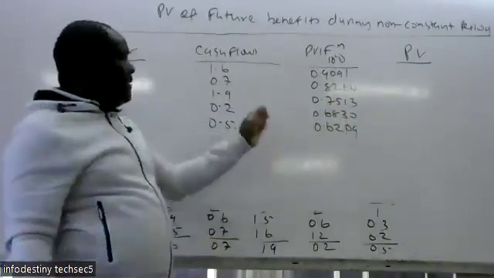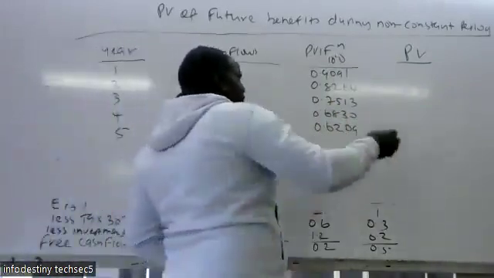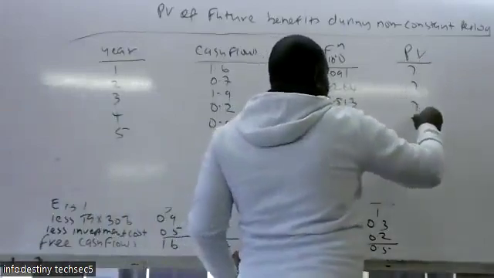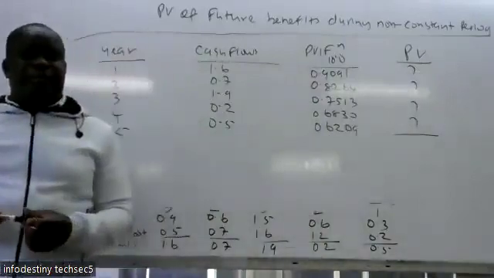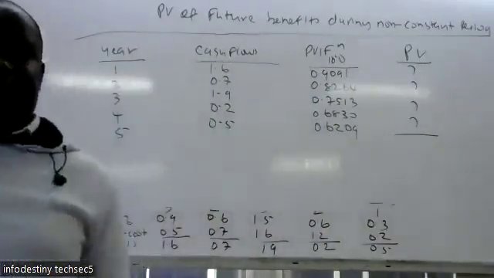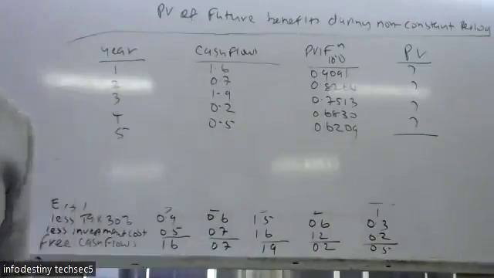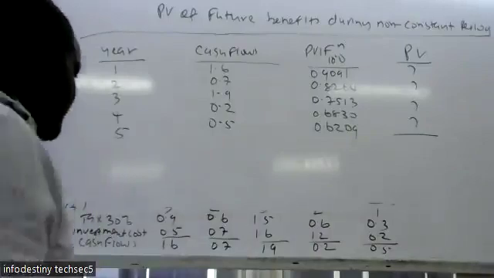Multiply those figures by this amount. Get the present value of the future benefits during the non-constant, because those cash flows are not the same. That is now during the non-constant.